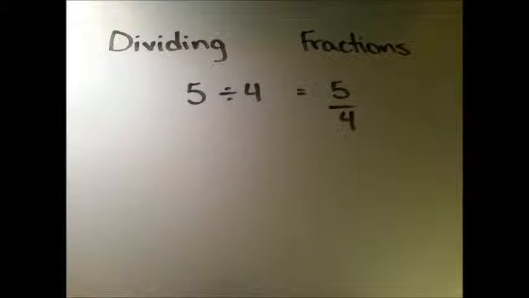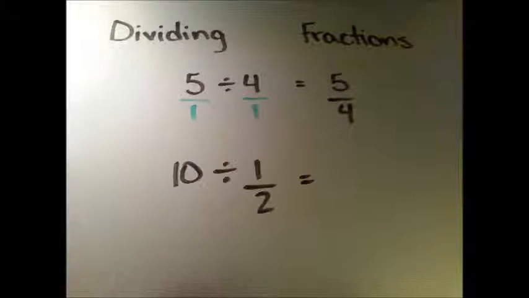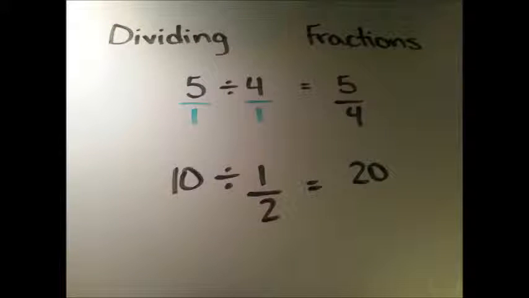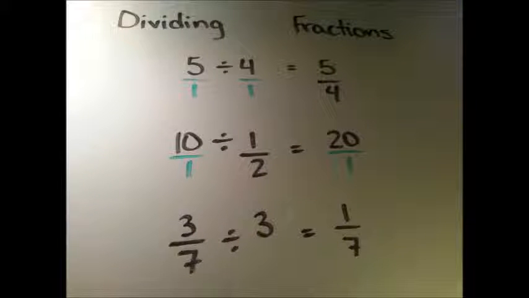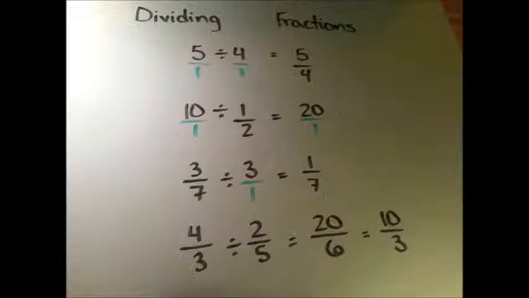Dividing fractions often gives students a lot of trouble. Let's take a look at some correct divisions for a moment. 5 divided by 4, that can be written as the fraction 5/4. 10 divided by 1/2. If I have 10 apples and I cut them in half, I'm going to have 20 halves. 3/7 divided by 3. Well, if I have 3/7 and I put it into 3 groups, each group should have 1/7. And then lastly, 4/3 divided by 2/5.